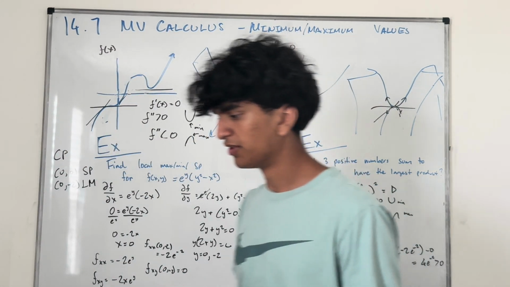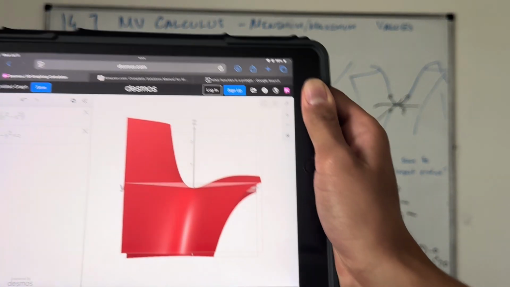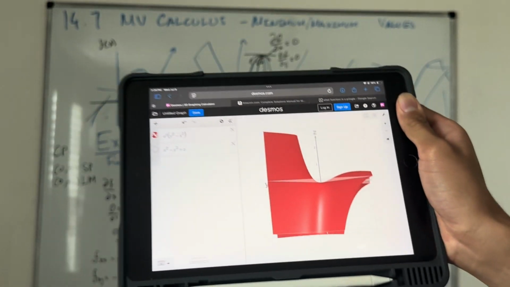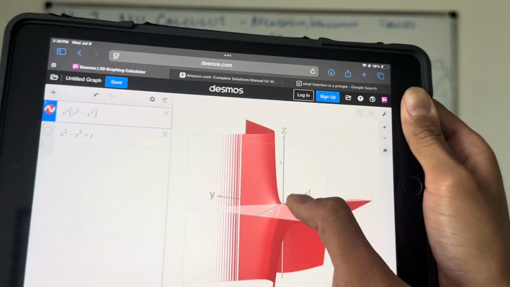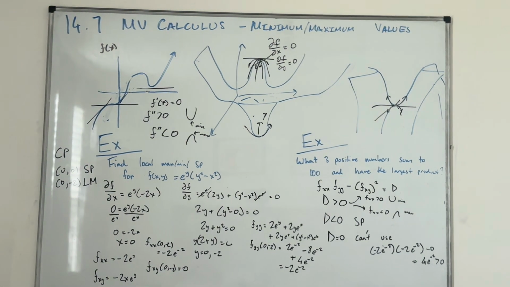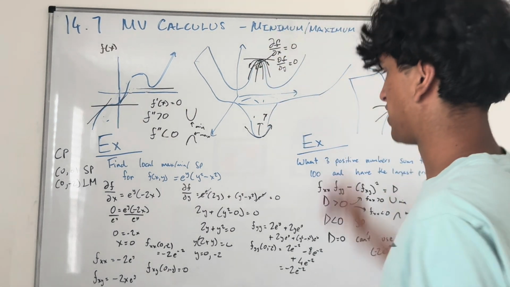And if I were to show this to you, this actually ends up being the case. Let me just show you on my iPad. You could see pretty interestingly, at the origin, 0, 0, there is a saddle point. And then right here, there's this kind of bump at 0, negative 2. And that is actually the local maximum. It bumps up, just not as pronounced.